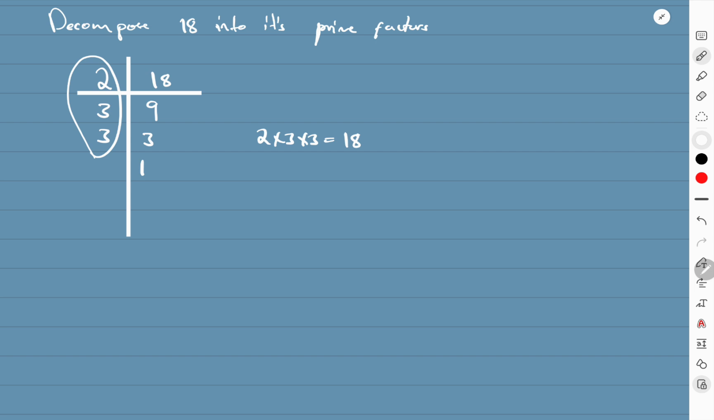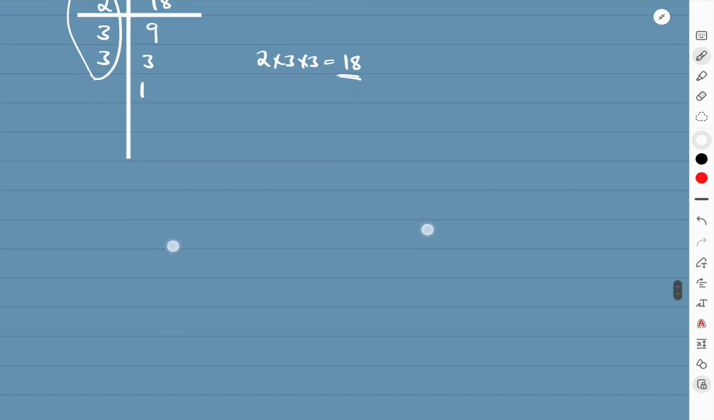It's going to give me 18, because 2 times 3, that is a 6. 6 times 3, that is going to be a 18, right? So it means the way of decomposing a number, in this case it was an 18, into its prime numbers is going to be a 2 times a 3 multiplied by a 3, right? Let us have another number.